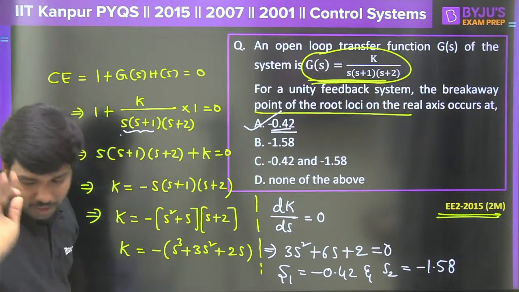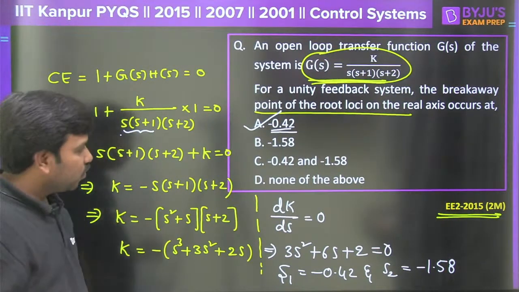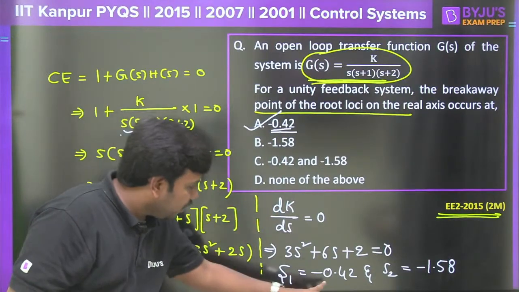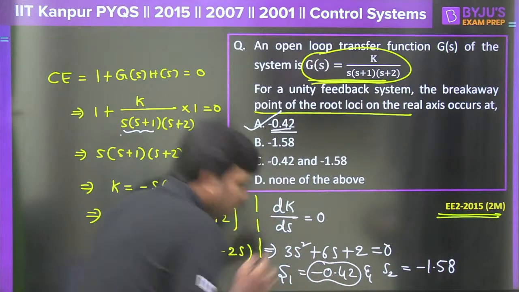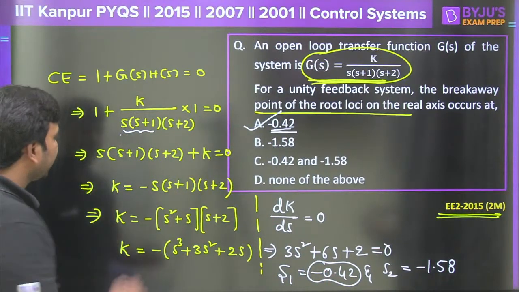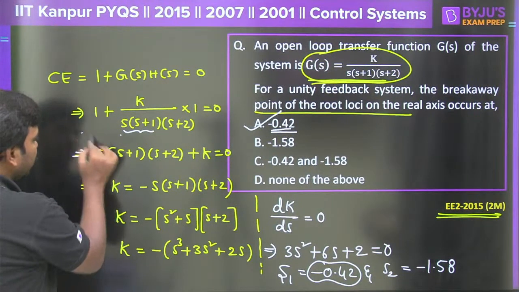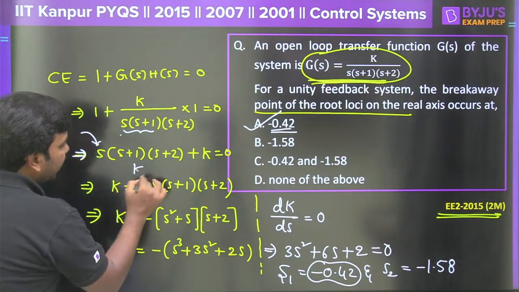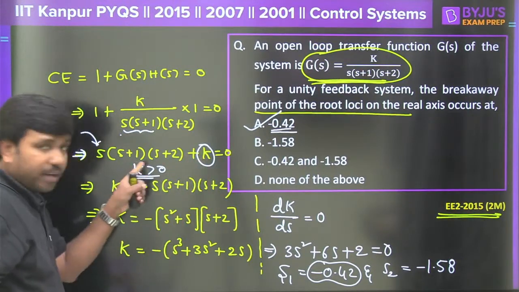Otherwise, the best option here is, because I know that Sachin will ask the question now, right? Take this value of minus 0.42 and substitute in the characteristic equation. This is the characteristic equation. Clear? Substitute here. Then you will get K greater than 0. You will get some value for K and that is greater than 0.